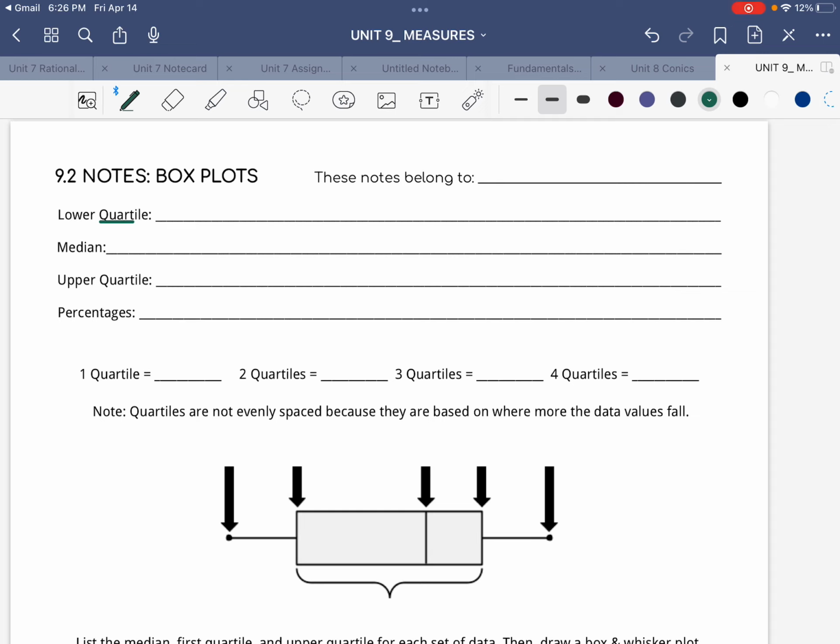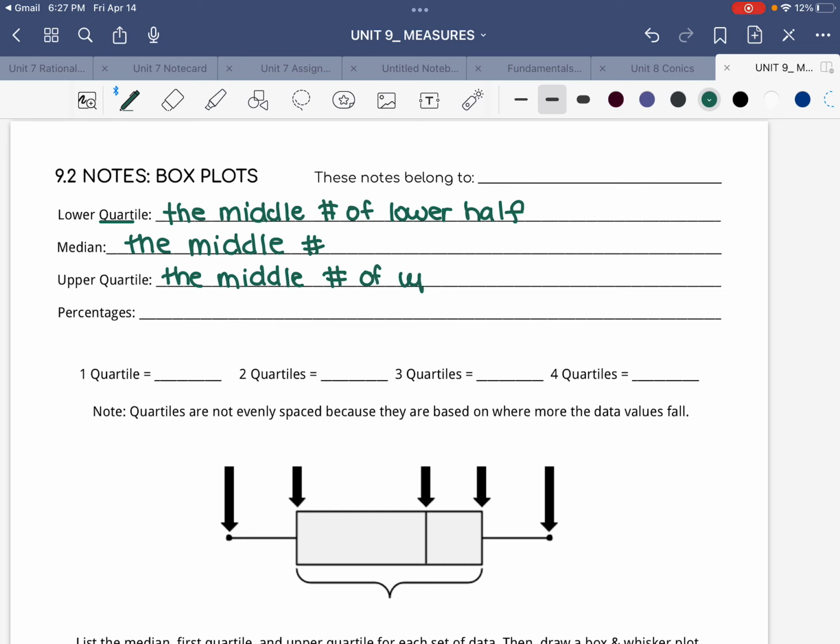The lower quartile is going to be the middle number of the lower half of the data, because we are going to split the data in half using the median. So the median is going to be the middle number, and the lower quartile is going to be the median of the lower half of the numbers, and the upper quartile is going to be the middle number of the upper half.